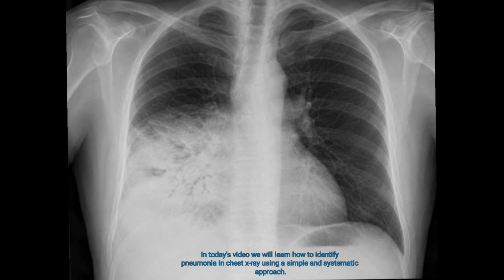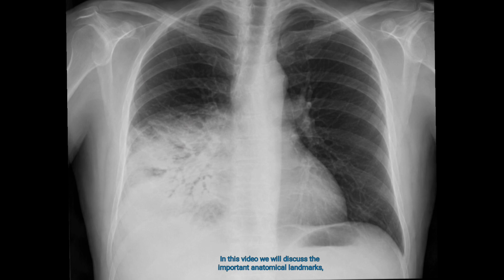In today's video, we will learn how to identify pneumonia on chest X-ray using a simple and systematic approach. Pneumonia is one of the most common lung infections, and the chest X-ray plays a very important role in its diagnosis. In this video, we will discuss the important anatomical landmarks, key radiological signs of pneumonia, different X-ray appearances, and the easiest method to identify pneumonia quickly and accurately. So let's begin. Primarily, we will discuss pneumonia.